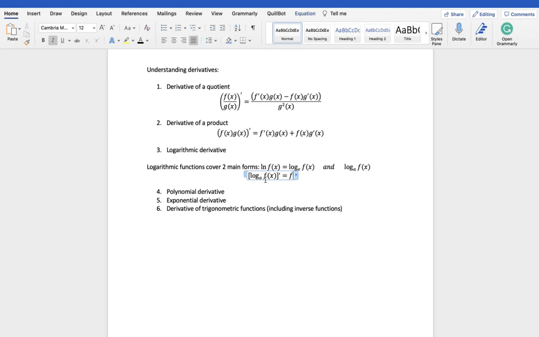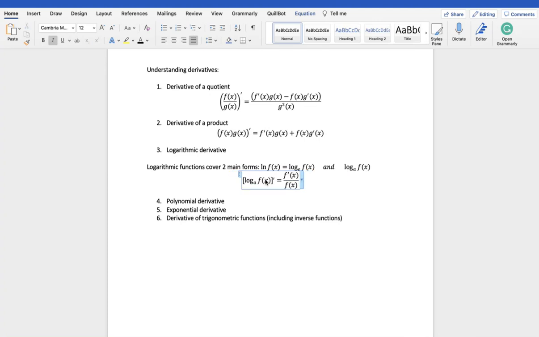That is just equal to the derivative of the function f of x, divided by the original function f of x. And in the denominator here, multiplied by ln, the natural logarithm of a.